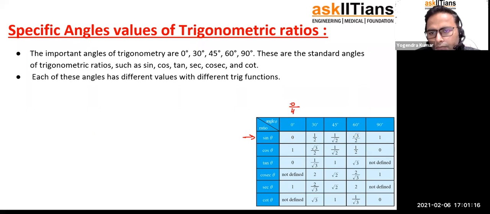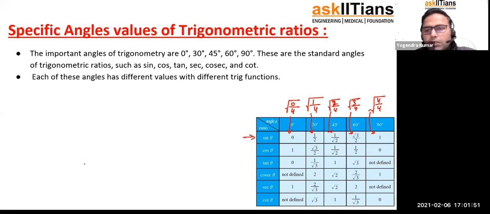You can do 0 by 4 root here, 1 by 4 root here, 2 by 4 root, my bad, 0, 1, 2, then 3 by 4 root, and then 4 by 4 root for these values. For which values am I saying this? For sine values. We can remember the trick. Otherwise, what is the proper method to figure out these values?